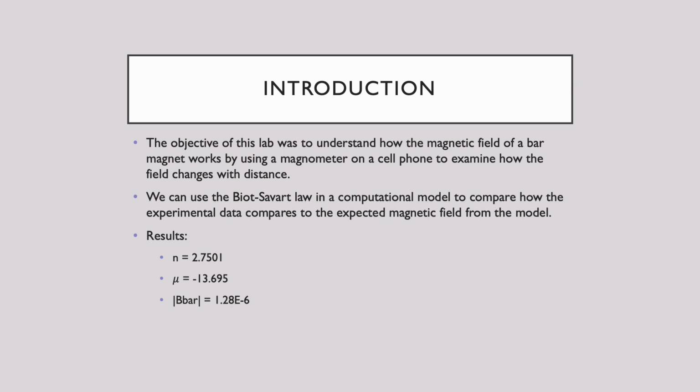So the results from the experiment were that n equals negative 2.7501, mu equals negative 13.695, and the magnitude of the magnetic field on axis was 1.28 times 10 to the negative 6.